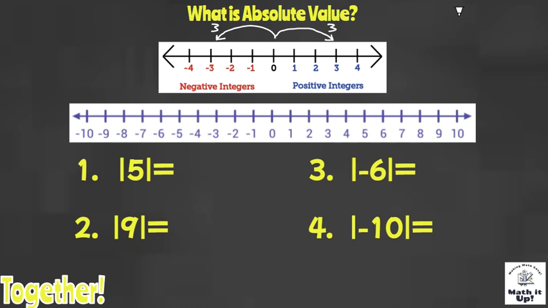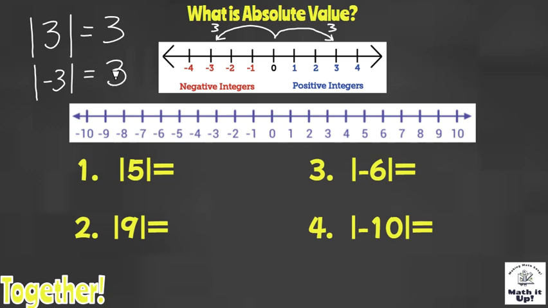So absolute value is a grouping, and these are the absolute value signs. Just two parallel vertical lines. So this would say, what is the absolute value of 3? And that would be 3. But what is the absolute value of -3? And that would also be 3.